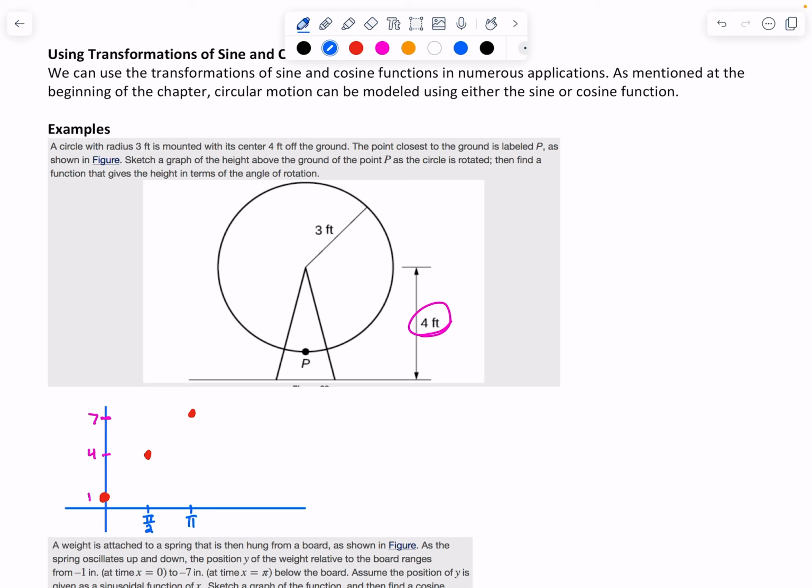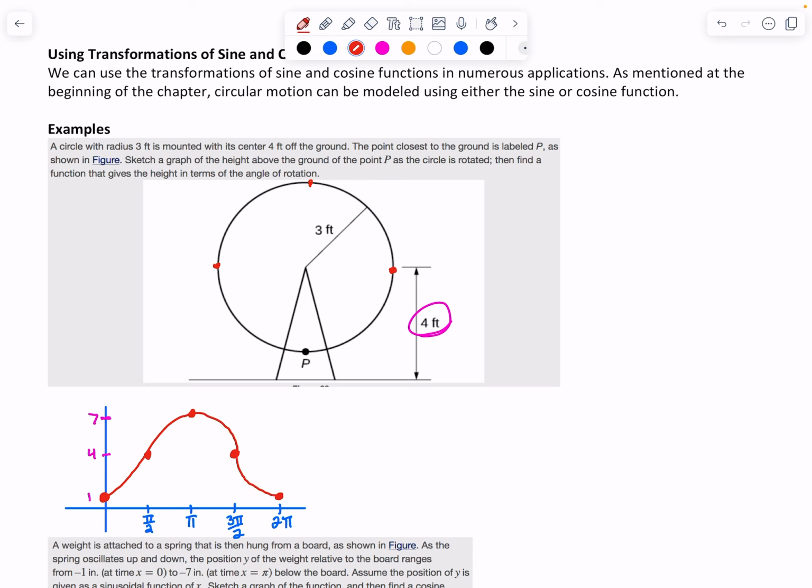Then if we go over to the other side, that's 3 pi over 2 rotations. It's going to be, again, at the midline, at 4. We're rotating right around here. This would be pi over 2, then if I go all the way, that's pi, then 3 pi over 2. The last thing would be 2 pi all the way around, and that gets us back at 1 foot off the ground. So our cosine function looks something like this.